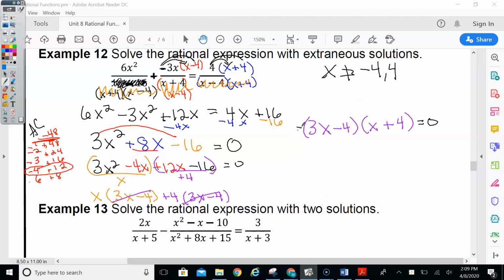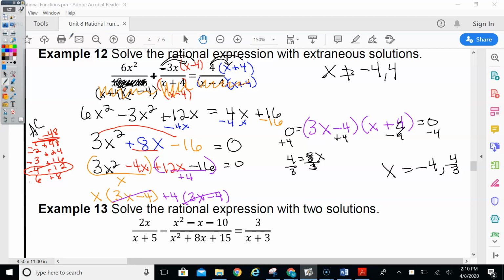Okay, so now we solve them, setting them equal to 0. So here, this one's the easier one to solve. X is just negative 4 here. For this one, we have to add 4 and then divide. So 4 equals 3x divided by 3. X is 4/3. So it looks like both of these are the answer.